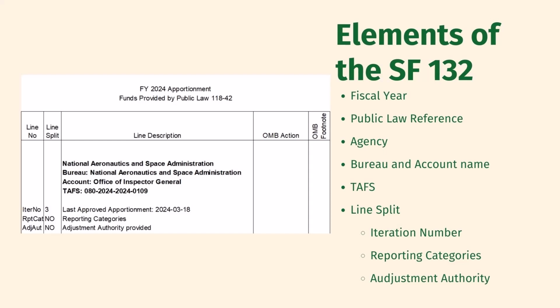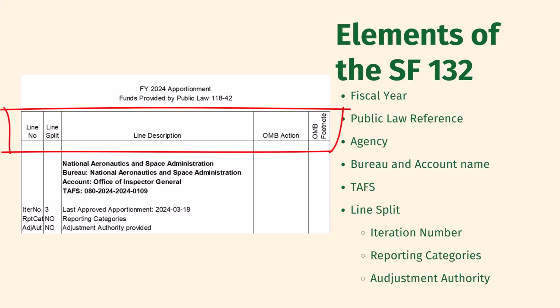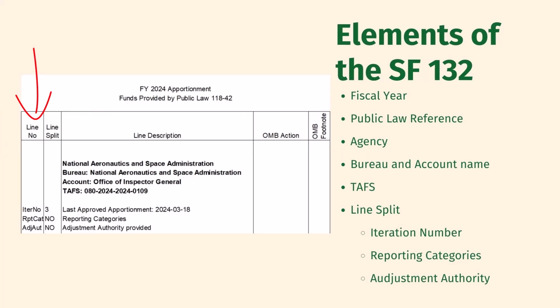Now let's cover the other elements you'll see on the SF-132 lines: line numbers, line splits, descriptions, OMB actions, and footnotes. Line numbers serve different purposes depending on which section you're in. In the top section with basic account details, the line numbers are just for organizational use. But in the budgetary resources and application sections, these line numbers correspond to specific lines defined in OMB Circular A-11, Appendix F.